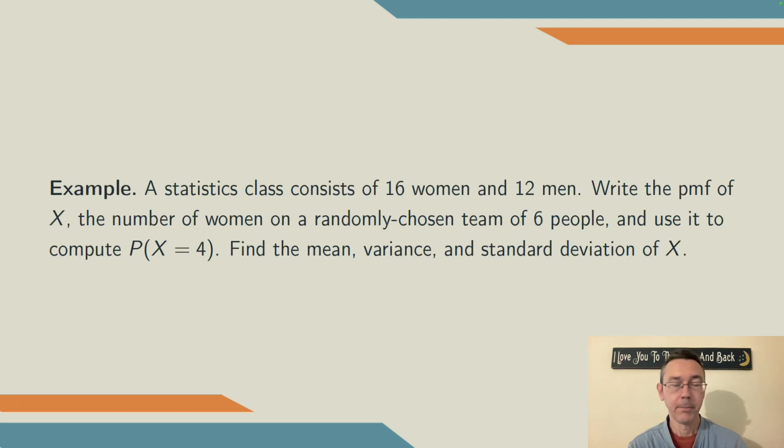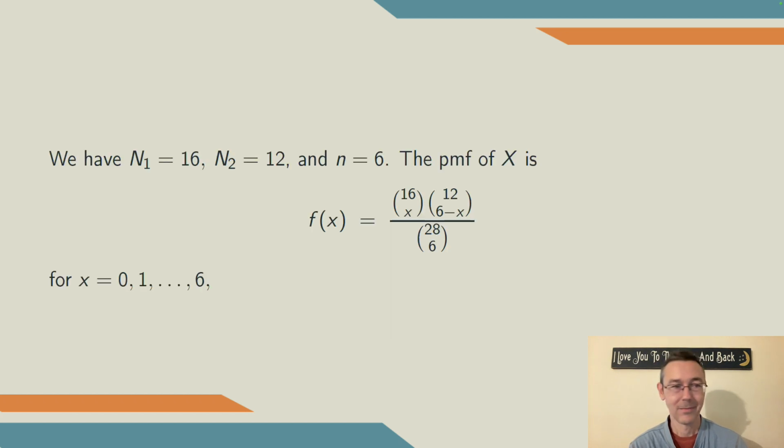One more example. A statistics class consists of 16 women and 12 men. Write the probability mass function for x, the number of women chosen on a random team of 6 people. And then use that probability mass function to compute the probability that x equals 4. Find the mean, variance, and standard deviation of this random variable. So as usual, I recommend pausing the video here, trying this on your own before watching my solution.